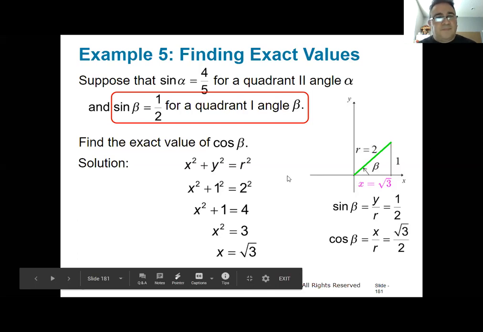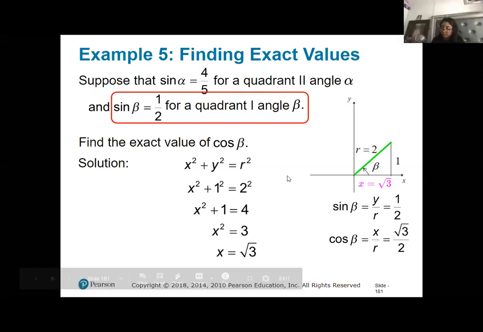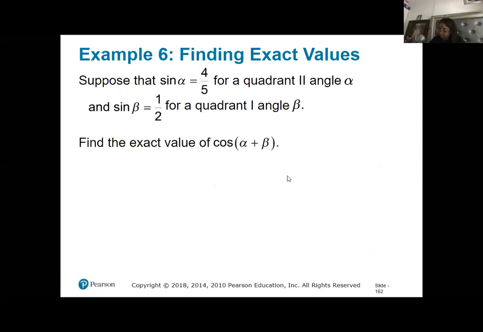We good? Okay. Moving on. Find the exact value of cosine of alpha plus beta. So now we've got to use both here.